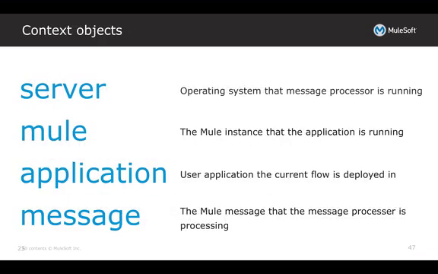There are some context objects, although less used than the message context, that we should call out. One of these is the server context. This will give you information about the operating system that the message processor is running on. The Mule context, information about the Mule instance that the application is running. The application context, that will give you information about the application the current flow is deployed in. And finally, the message, which will give us the Mule message that the processor is currently working on.